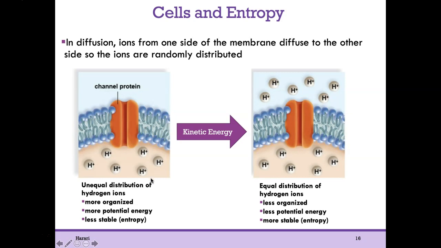So it's not going to stay like this for long because things like to reach equilibrium. Ions want to always be equal on both sides of the membrane. So over time, with kinetic energy, there's going to be an equal distribution of hydrogen ions. Of course, this is less organized, right? You don't just have one side that's clean and one side that's H plus concentrated. But this has less potential energy and is now more stable, right? It's going to stay like this longer than like this.